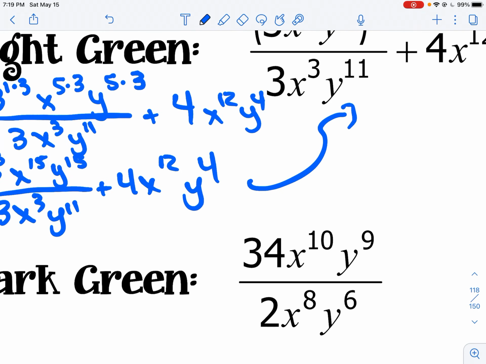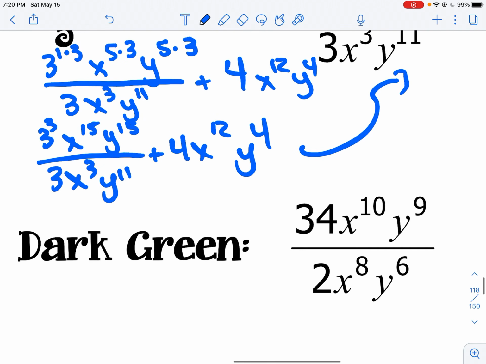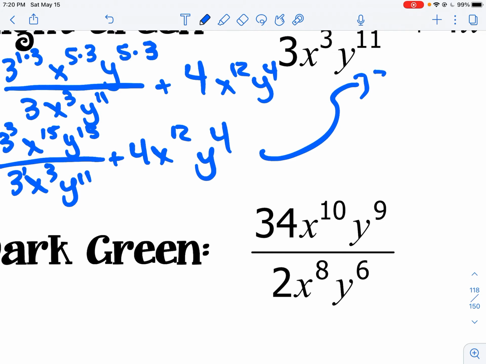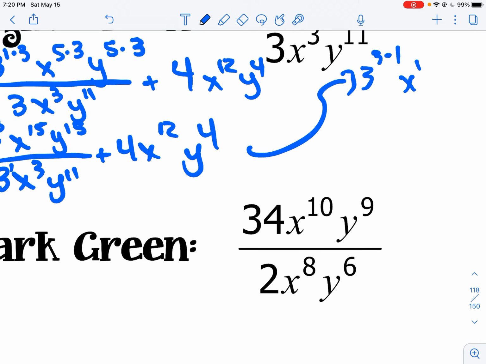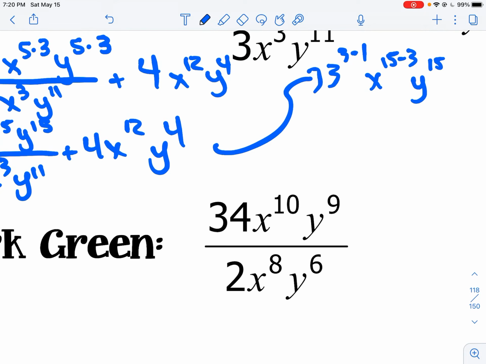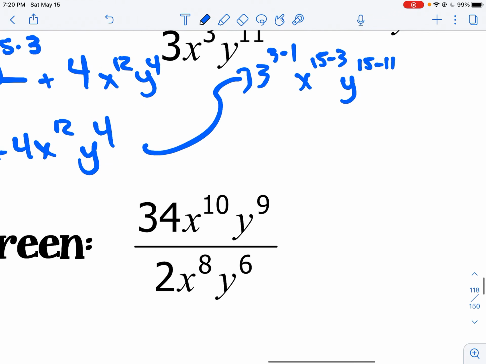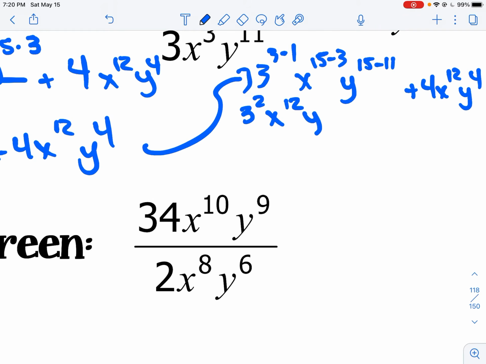Okay, so I'm going to write it over here. Remember, this has an invisible 1 right here. So I get 3 to the 3 minus 1, x to the 15 minus 3, y to the 15 minus 11, and then plus 4x to the 12th, y to the 4th. So this would get me 3 squared, x to the 12th, y to the 4th, plus 4x to the 12th, y to the 4th.